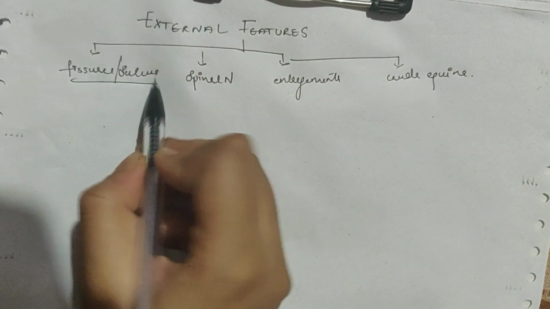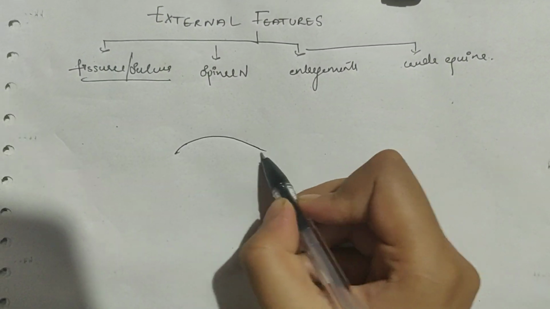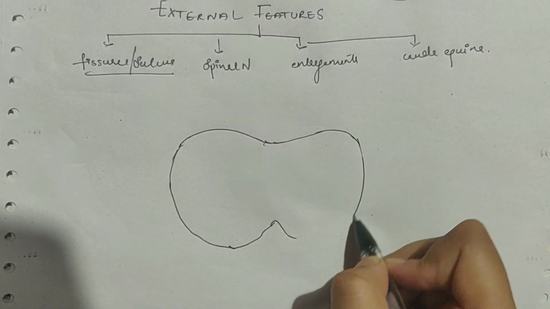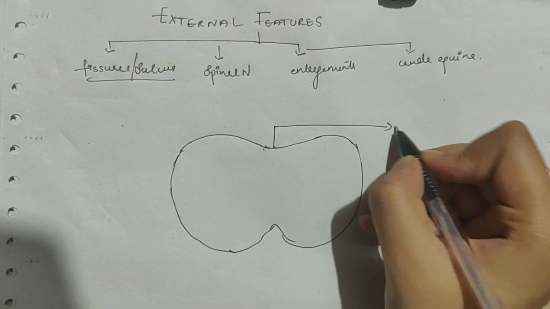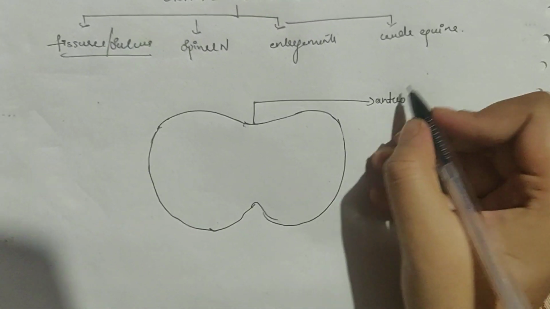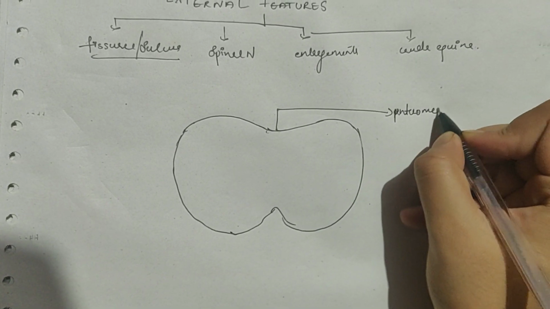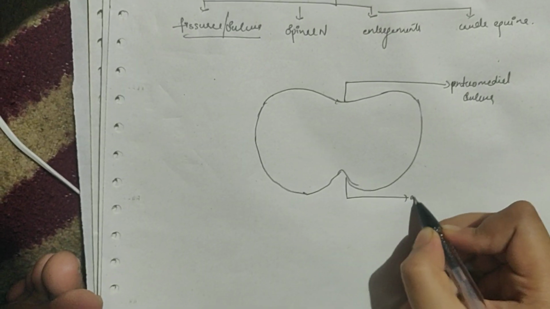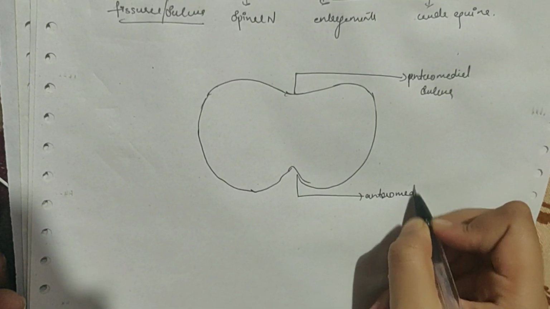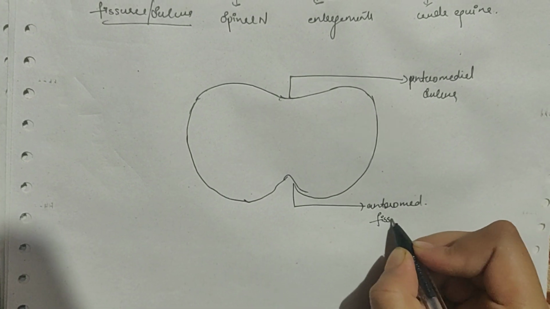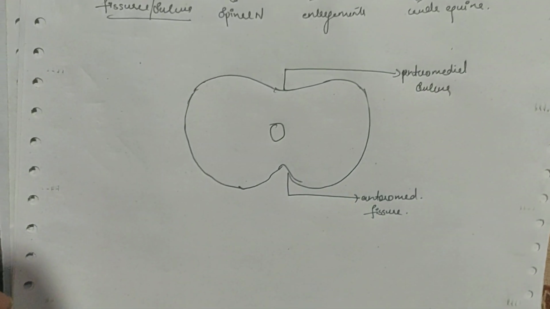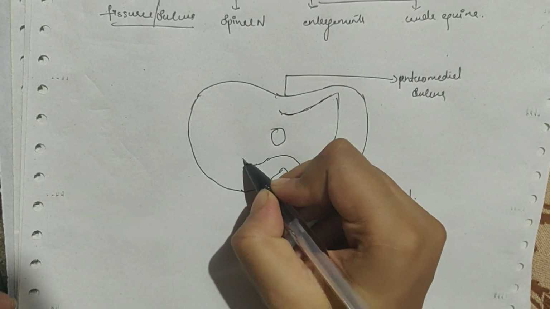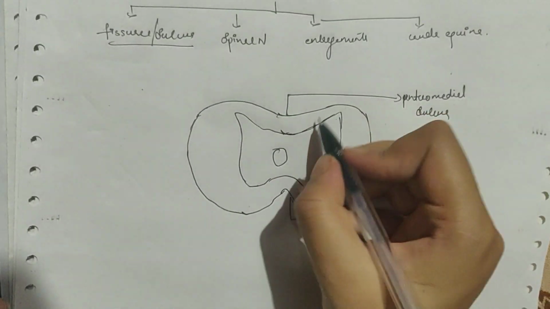So first, coming to the fissures and sulcuses. So on the upper part, this is formed by the posteromedial sulcus. This is formed by the anteromedian fissure. This is the central canal.